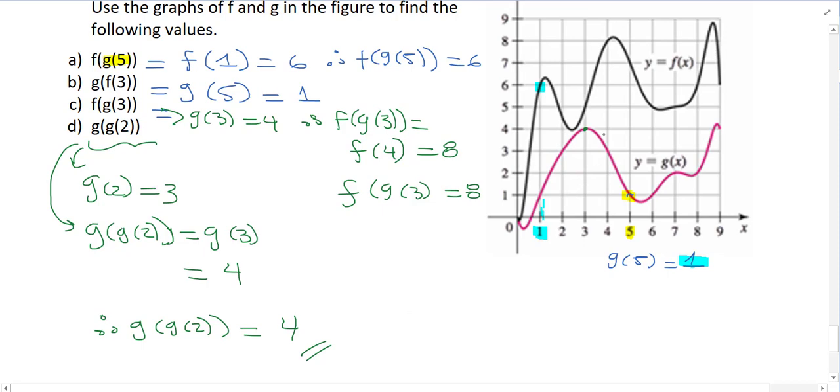Cool. So that's how you find compositions. If this was a graph and it wanted us to find f of 2 plus g of 6, then we could do the same thing, right? f of 2, and then find it, and then g of 6, find it, and then add those values.